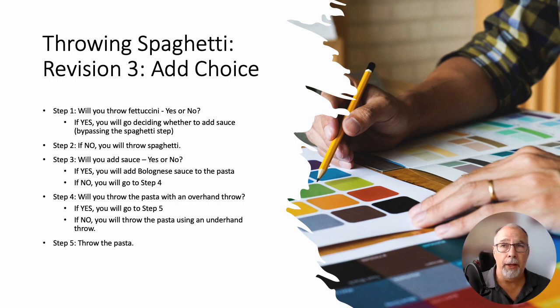Step 3 might be another decision point or another choice. Will you add sauce, yes or no? If you say yes, then you would add bolognese sauce to the pasta. In this case, we're not giving you a choice of Alfredo or marinara or bolognese. We're just saying, if you say yes, that you're going to add sauce, that sauce is going to be bolognese. So you can do that.